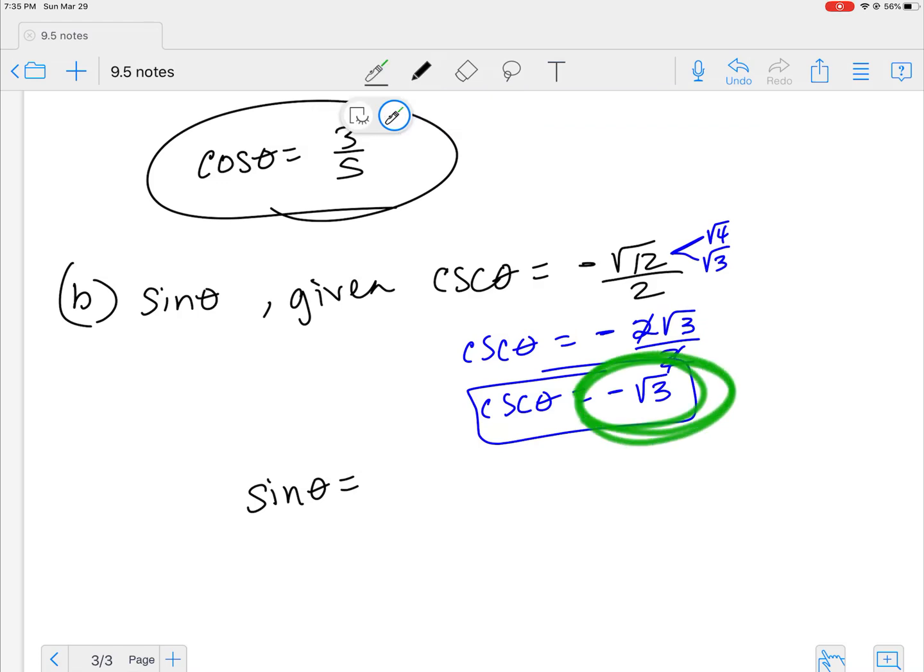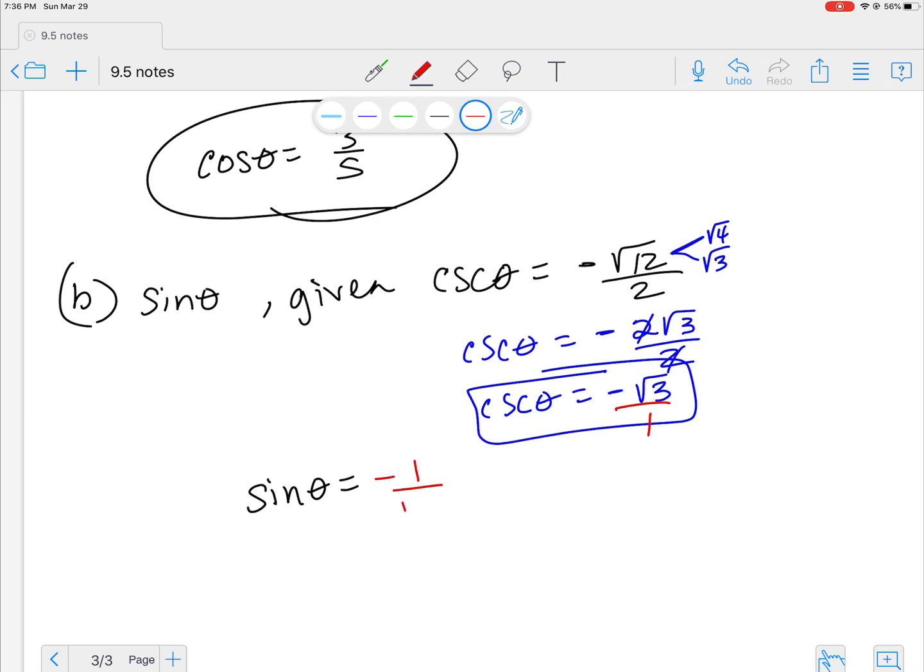I like that we're looking at this because how am I going to figure out sine of theta when I don't even have a fraction over here with my cosecant? How am I going to make a reciprocal of something that doesn't have a fraction? Yes, good. Just like you do anything else, right? You put that over 1. So my sine that I'm coming over here is going to be negative 1 over the square root of 3.